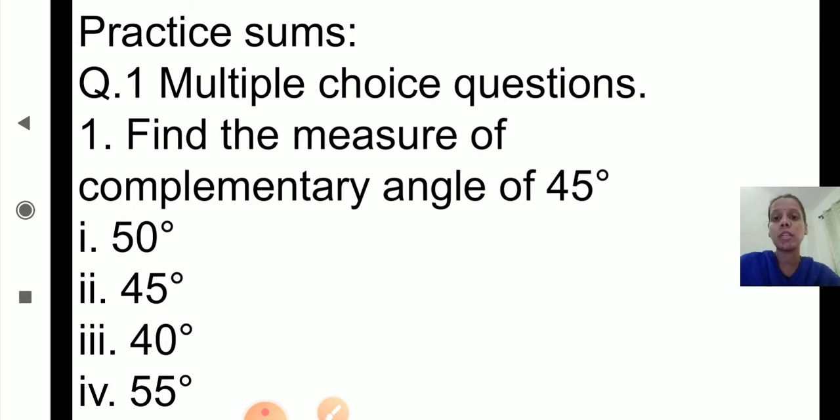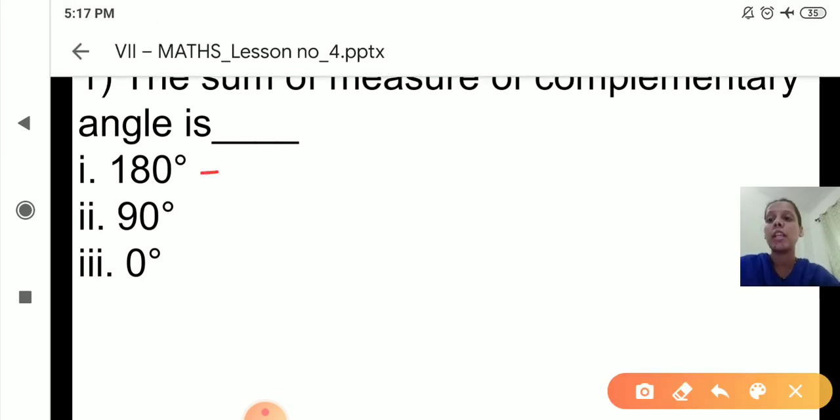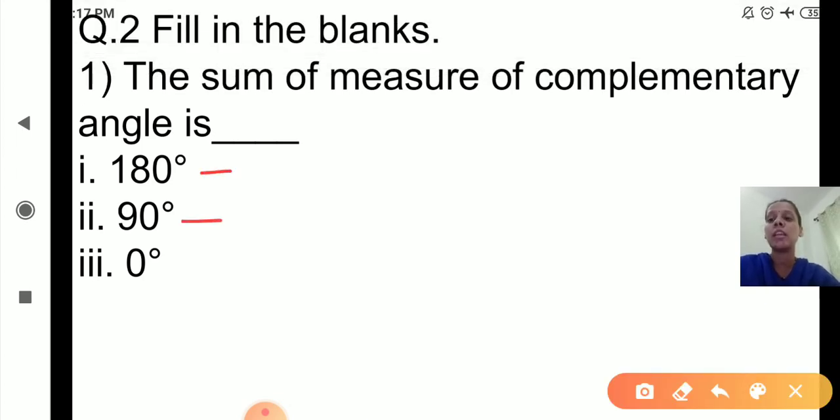Now the next one is fill in the blanks. First one: the sum of the measure of complementary angles is dash. What is the sum of the measure of complementary angles? Here are the 3 options: first one is 180 degree, second one is 90 degree and third one is 0 degree. Which is the correct option? You will click on that correct option.